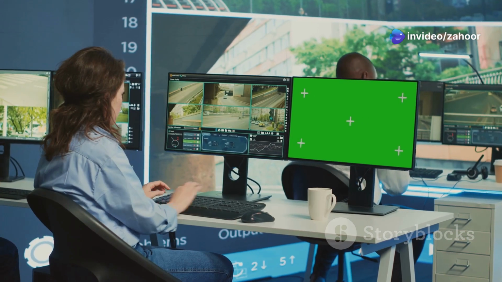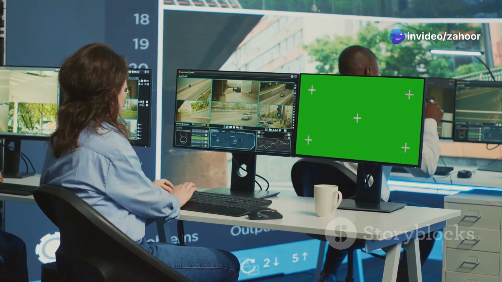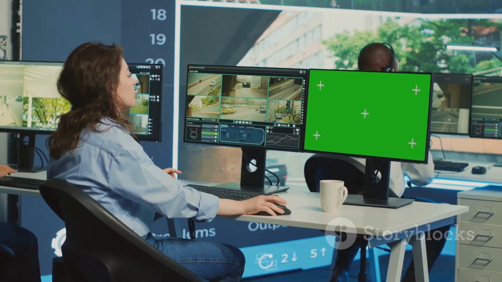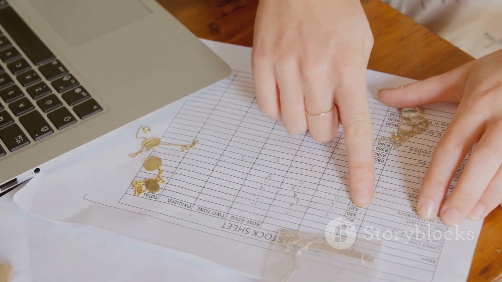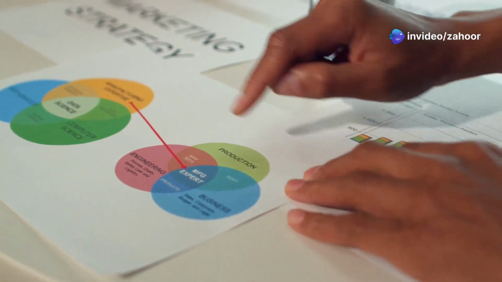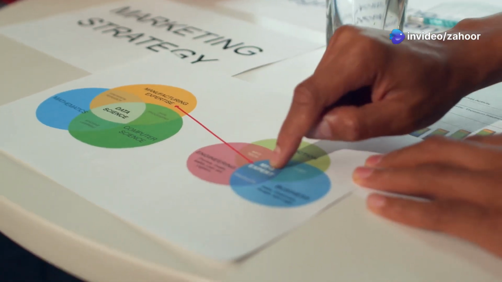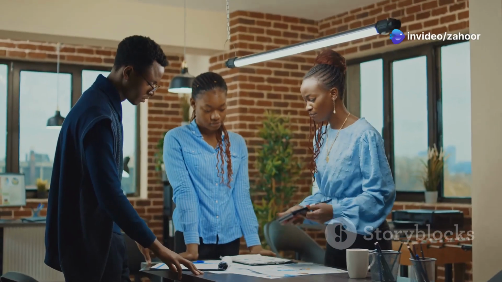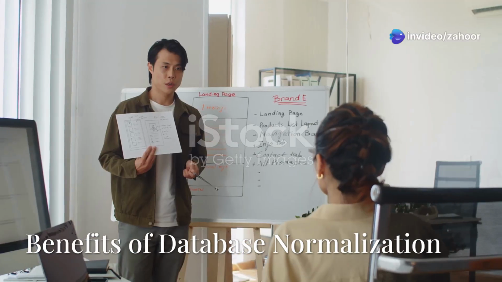Suppose we have a table called employees with columns for employee ID, department ID, and department location. The primary key is employee ID. However, department location is dependent on department ID, which is itself dependent on employee ID. To achieve 3NF, we can move department location to a separate table called departments, where it is directly dependent on department ID. This eliminates the transitive dependency and further improves data integrity.